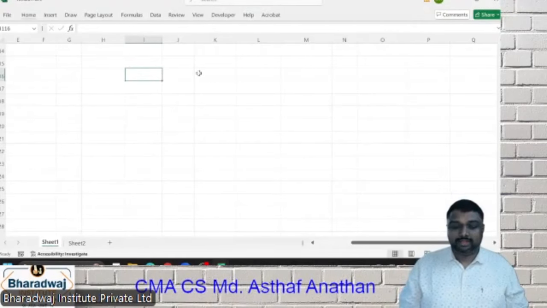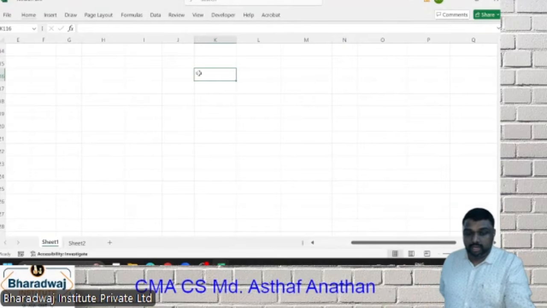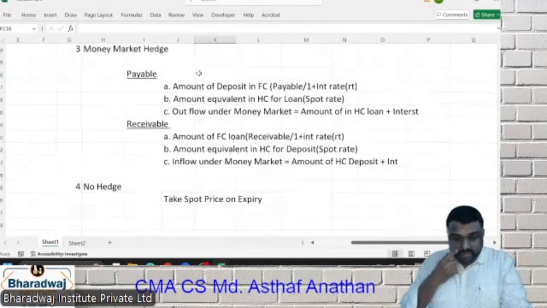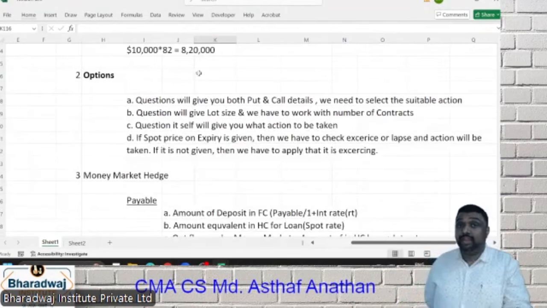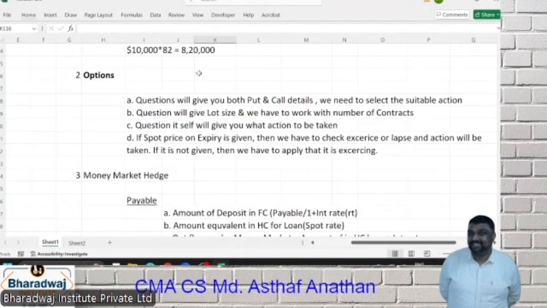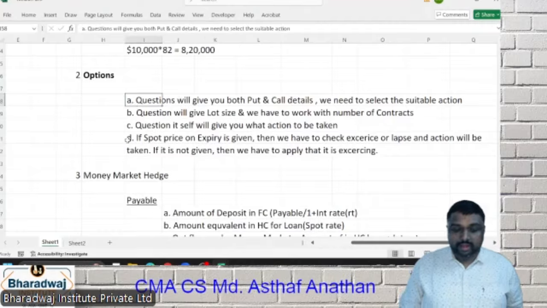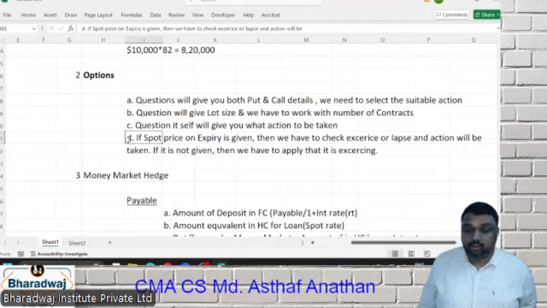So let's continue the session, friends. Now we'll go for another question. Before that, let us revise all the option cases we discussed. We discussed four models of options. Correct, friends? In that, the first two cases we discussed are where both put and call are given and the question is at expiry. Now we will go with a question on lot size.